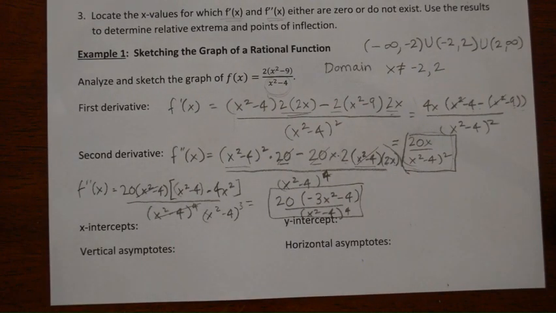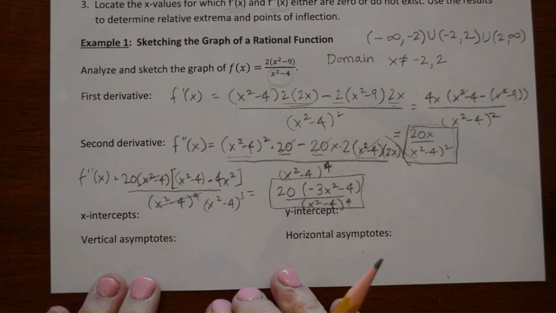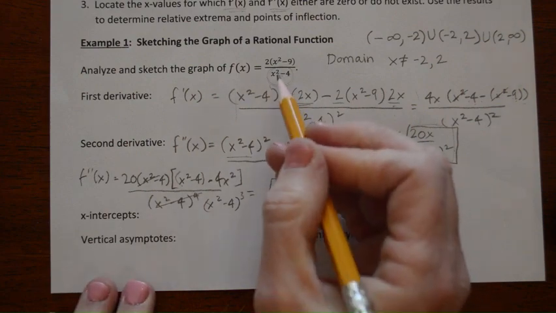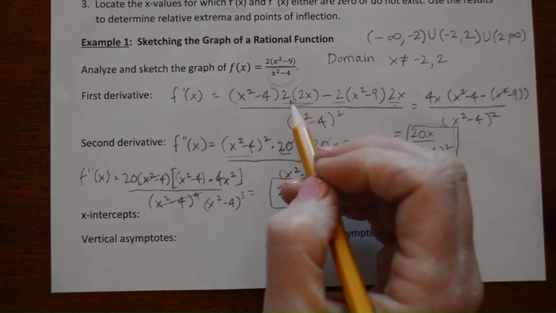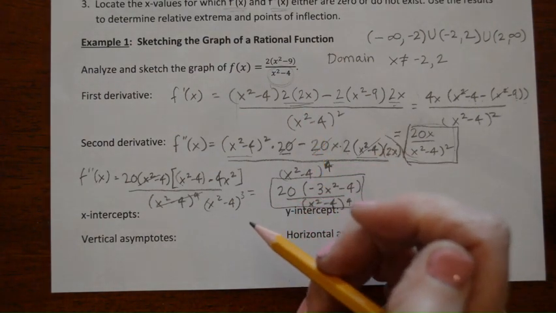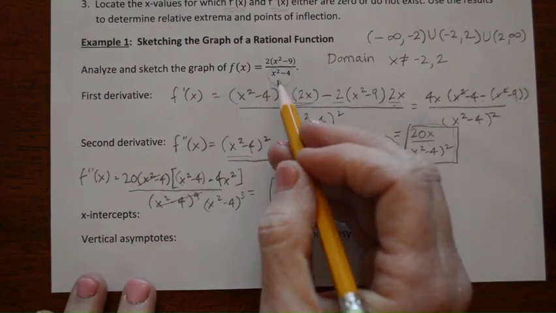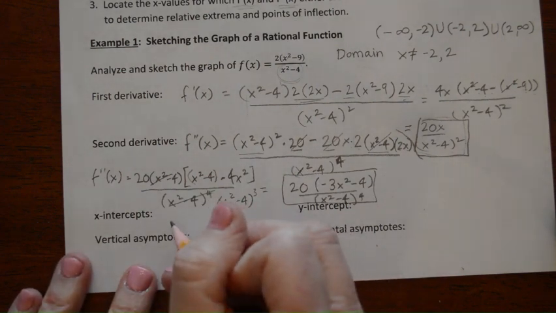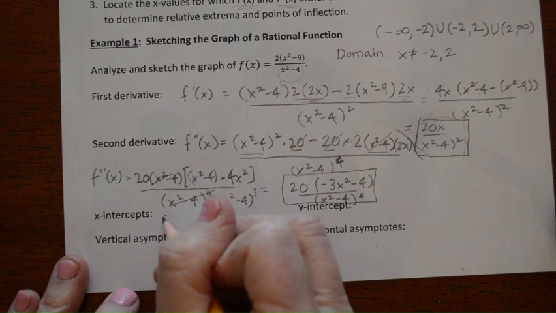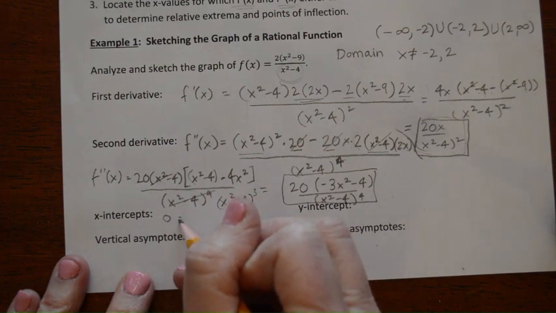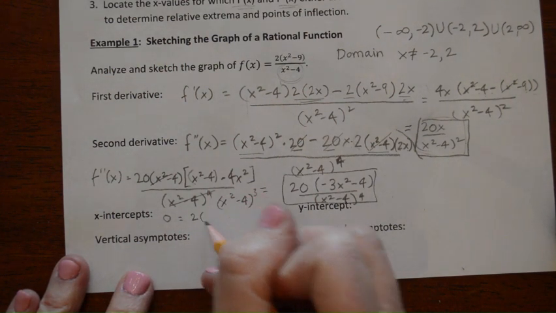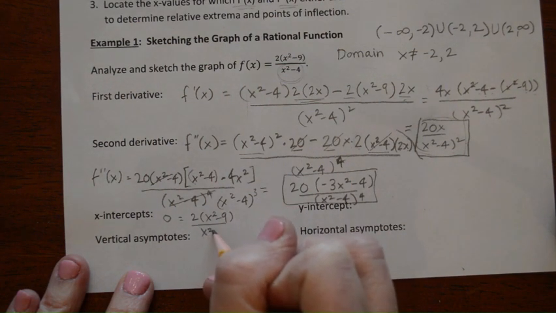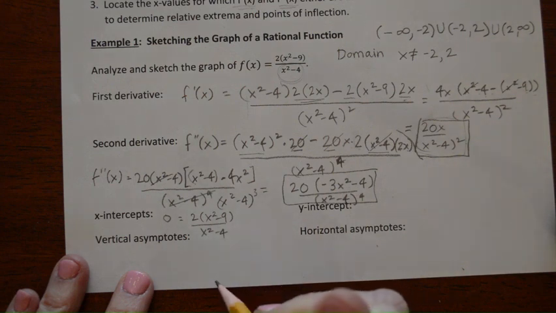All right, x-intercepts. How do we find the x-intercepts? Hopefully you're saying, oh, x-intercepts are where we have a value for the x, not necessarily 0, but the y is definitely 0. And so what we need to do is say, again, this is so smushy, I'm sorry. When is the function equal to 0? So we've got 2 times x squared minus 9 over x squared minus 4. When is that equal to 0?